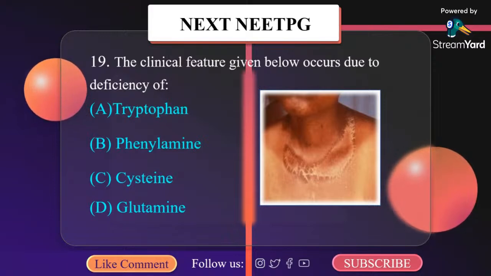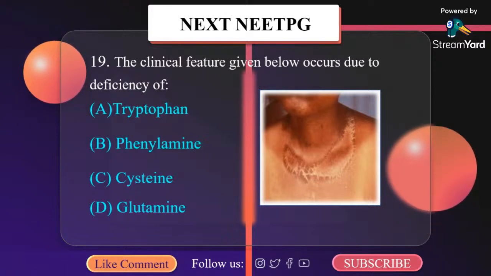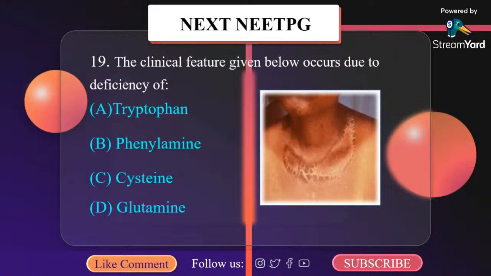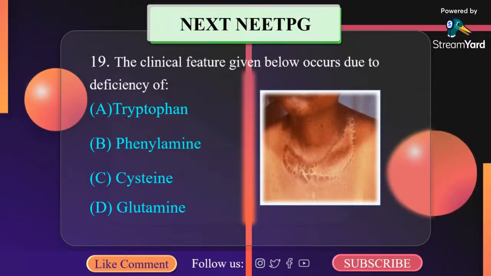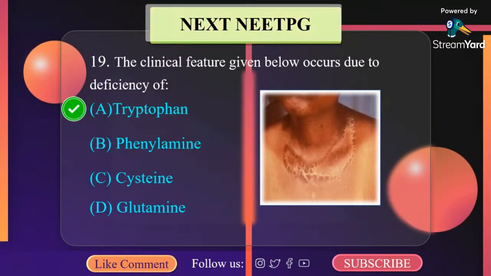Vitamin B3 deficiency causes pellagra. It is characterized by the 4 Ds of pellagra: dermatitis, diarrhea, dementia, and death. So the correct answer here is A. Tryptophan.